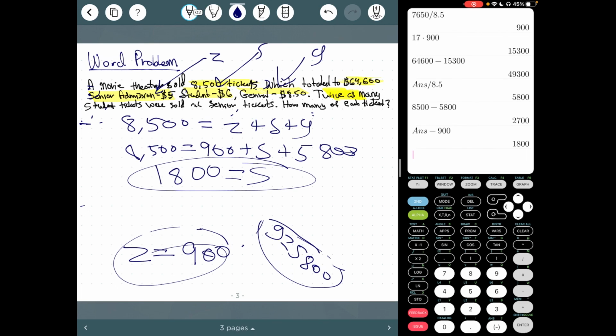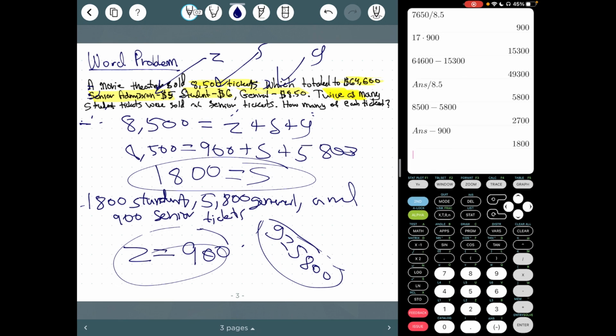So this will be our answer. 1,800 student, 5,800 general, and 900 senior tickets sold.